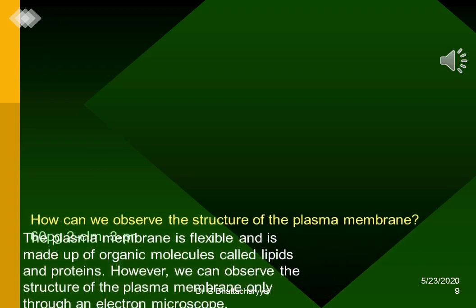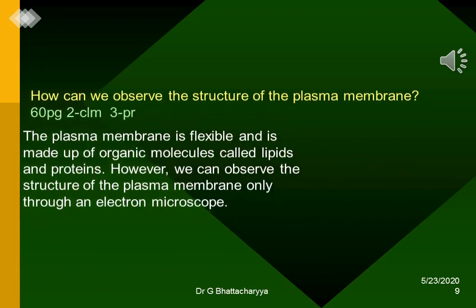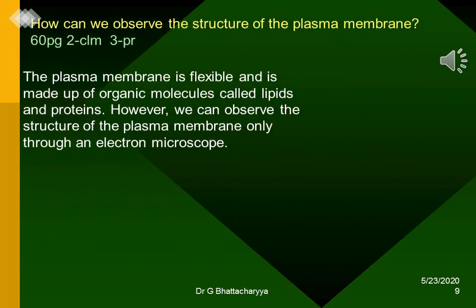How can we observe the structure of the plasma membrane? The plasma membrane is flexible and is made up of organic molecules called lipids and proteins. However, we can observe the structure of the plasma membrane only through an electron microscope.